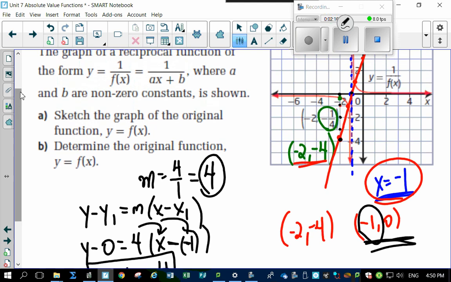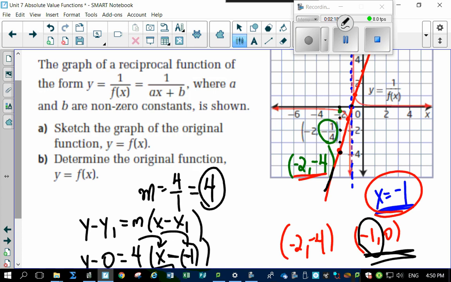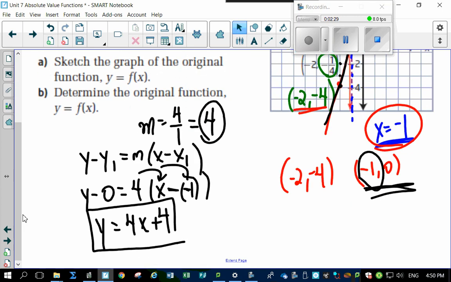And sure enough, I did draw it a little bit off. It should have been up through here and right through the 4. That's why graphing sometimes isn't the most accurate thing. It's better to turn around and do this algebraically. Okay, so that's how you figure out what the original equation was.